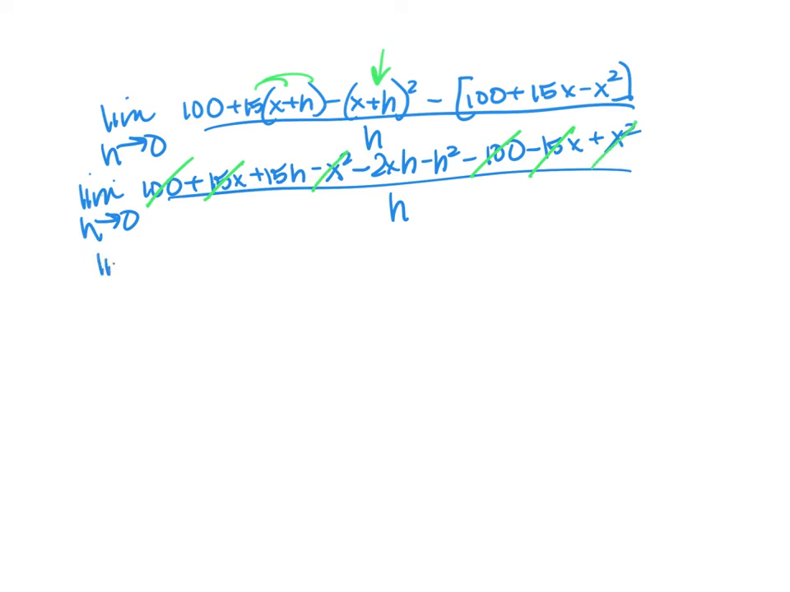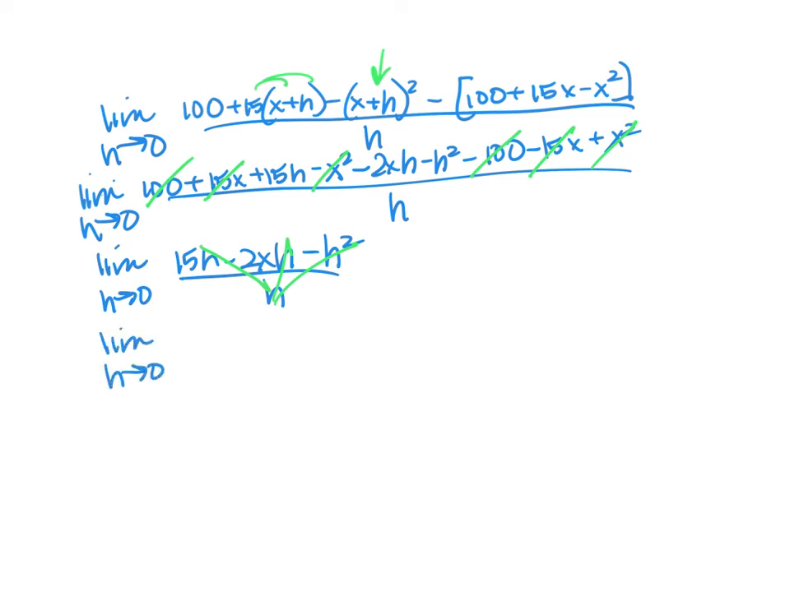So what are we left with? 15h minus 2xh minus h squared all over h. Now we're going to do the simplifying by factoring. So we do the limit as h goes to 0 of 15 minus 2x minus h. Now here again, this is 0, this is 0. So we end up with 15 minus 2x. So that is the marginal cost function.